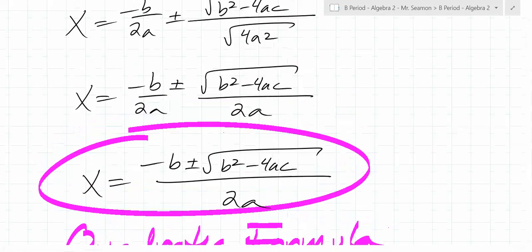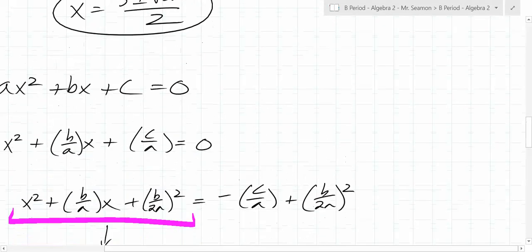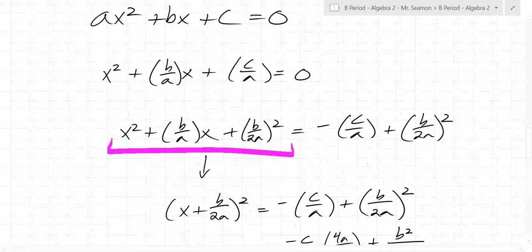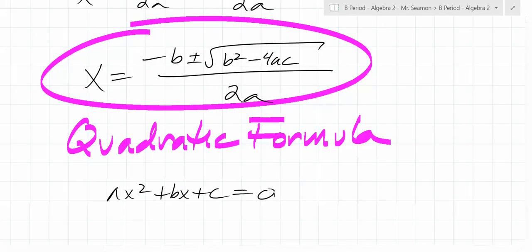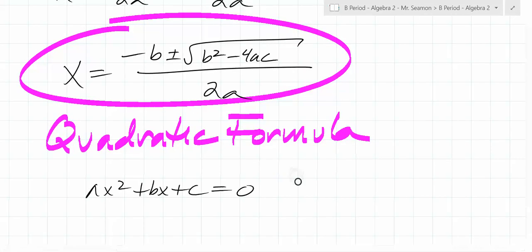What method did we use to prove this? No, we just used what method? We just used completing the square to prove this. So every time you use the quadratic formula, what method are you really using? Completing the square. Like the shortcut version for completing the square. The shortcut version.